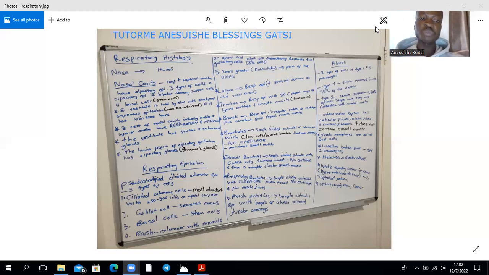Then before we talk about the respiratory epithelium itself, you also have paranasal sinuses, which are going to be extensions of this respiratory system.